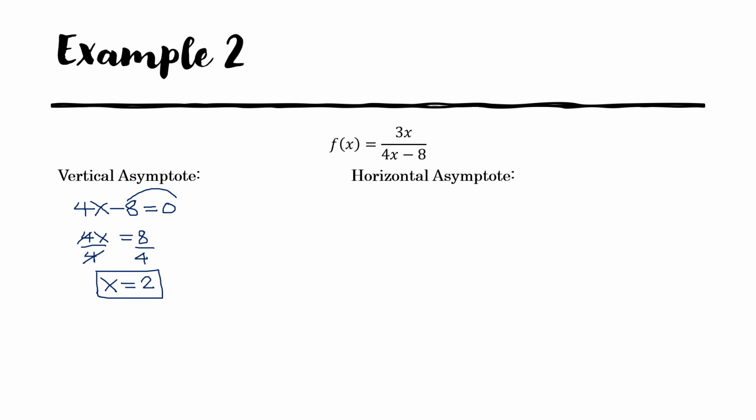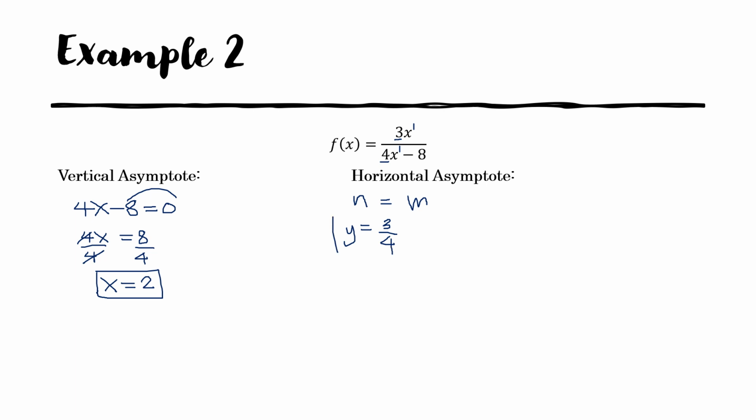So this will be the vertical asymptote. Now for the horizontal asymptote, we need to determine the n and the m. Take a look at the exponents here. At the numerator, the highest exponent is 1. At the denominator, the highest exponent is also 1. So therefore, they're equal. If they're equal, we need to consider the leading coefficients. We have here the 3 and the 4, which is 3 over 4.